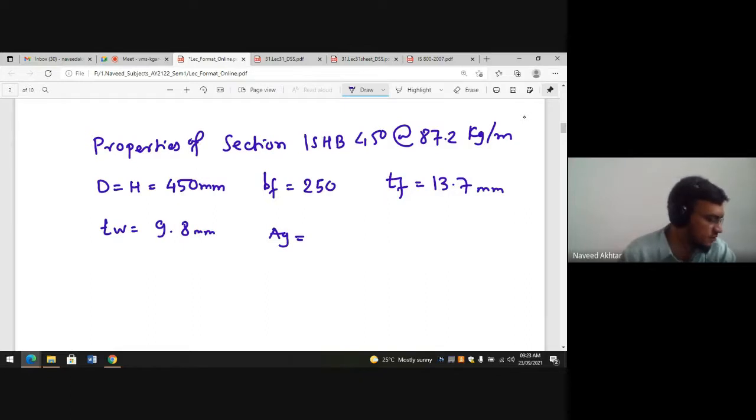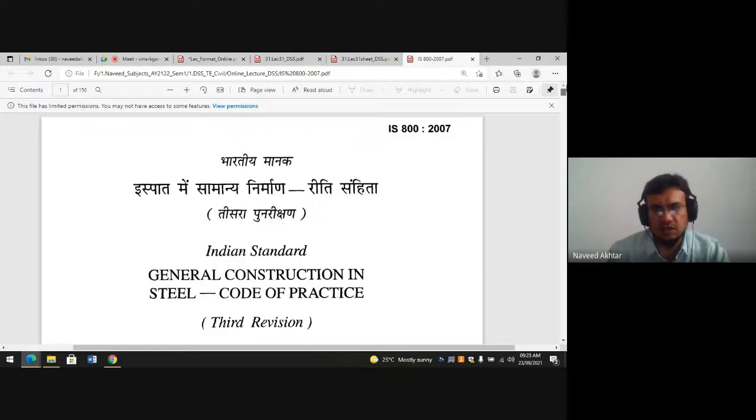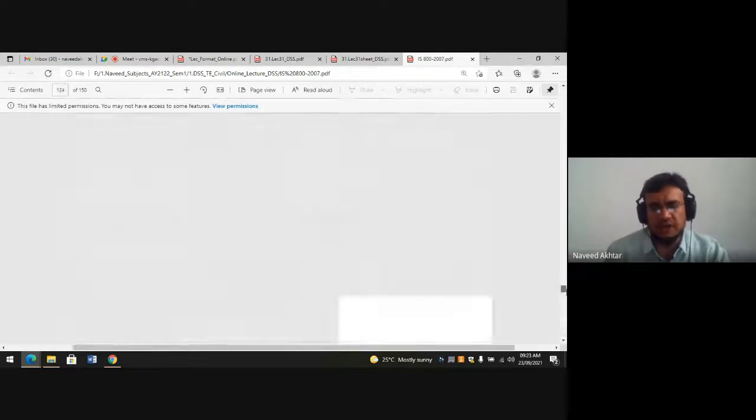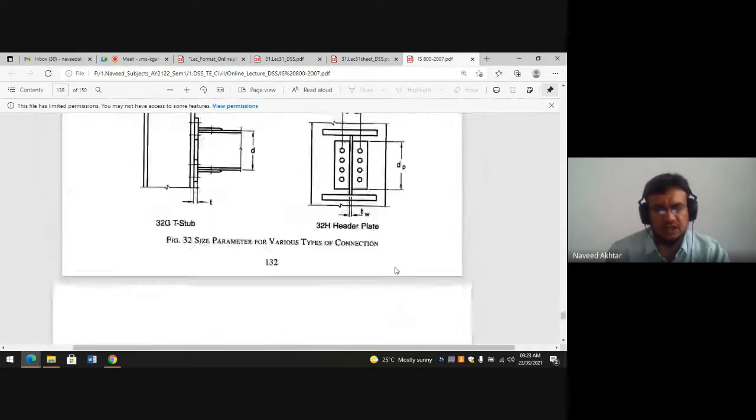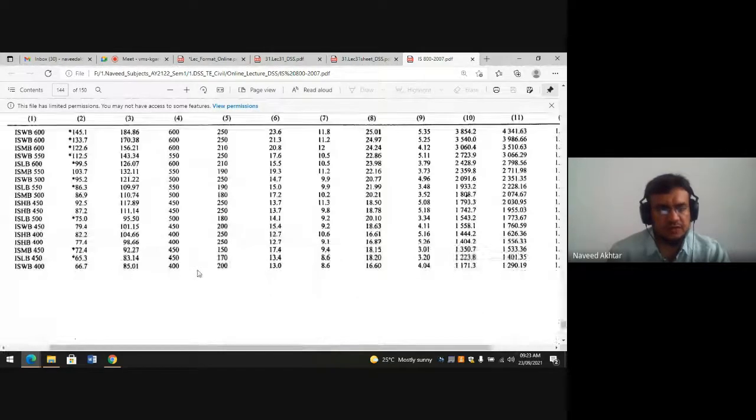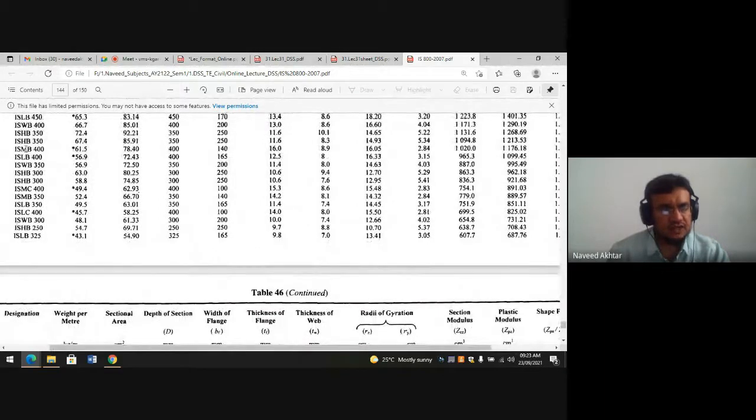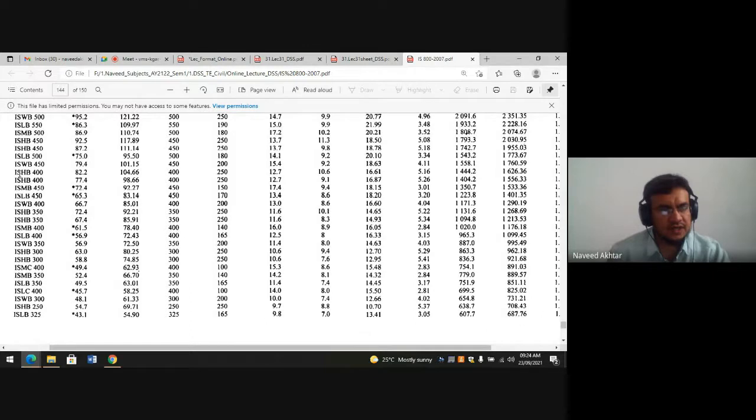Where have I taken these values from? From the steel table. If you see the steel table, the section properties are given at the last of your IS code. You can take them from there or from here, where the section properties are given for ISHB 450, 37.2.